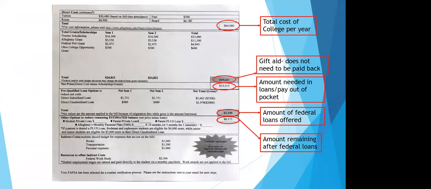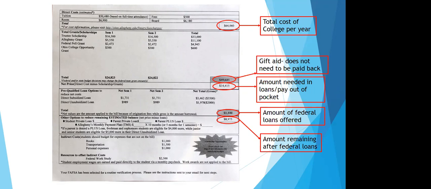Okay, so going on to our first aid letter. This is an example from a student, and I actually quite like this letter. I think it's broken down pretty well. One thing that appeals to me at first is that it highlights right at the top the total cost of college per year. So with room and board, fees, charges, and tuition, this school costs $64,060 per year.